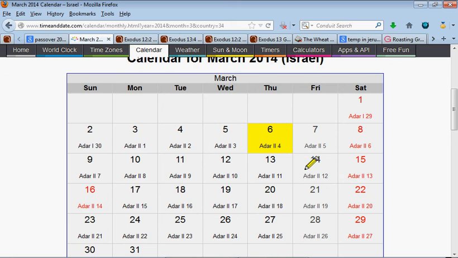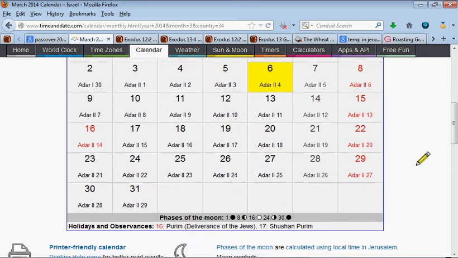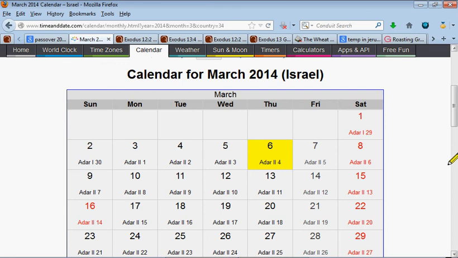And then if they go from the 14th to the 22nd, guess what? It still would be early spring. So hopefully that shows that it's proved the point, but we'll just wait and see.